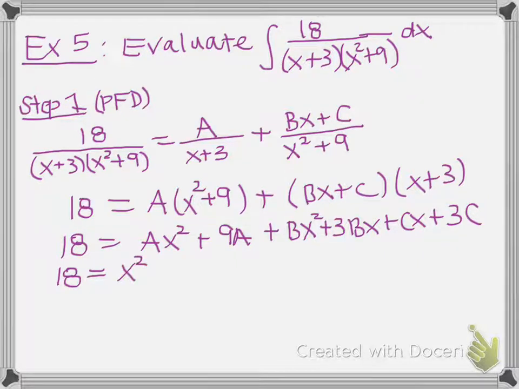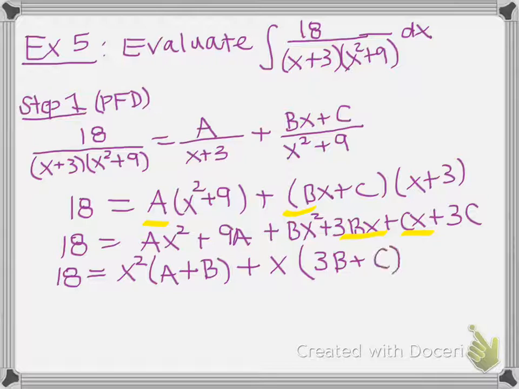So in terms of x squared, we have a plus b. In x squared, that's an x squared and that's an x squared. And then we look to see what x terms we have, and it looks like we have 2 x terms, so that's going to be 3b plus c. And now we put our constants together, so that's 9a plus 3c.